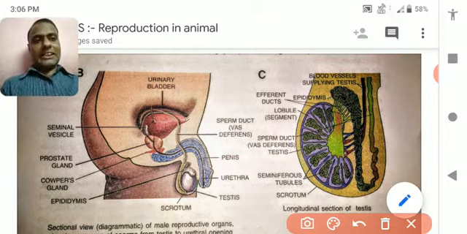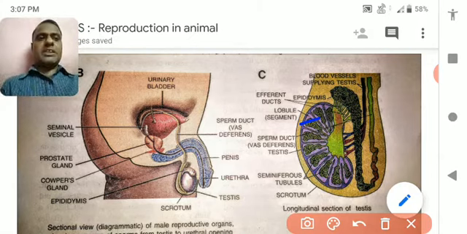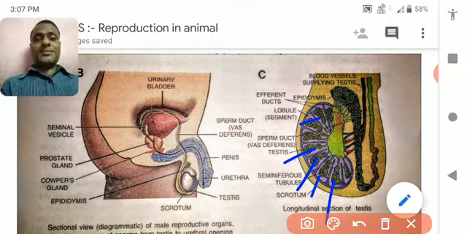Inside the testis you can see there are lots of compartments. How many compartments are there? There are 200 to 250 compartments in each testis. In each compartment there are 1, 2 or sometimes 3 coiled structures of seminiferous tubule. It is a pipe-like structure, and it is the seminiferous tubule in which sperms form. Hope you understood these things.